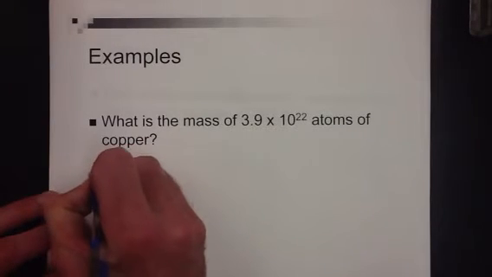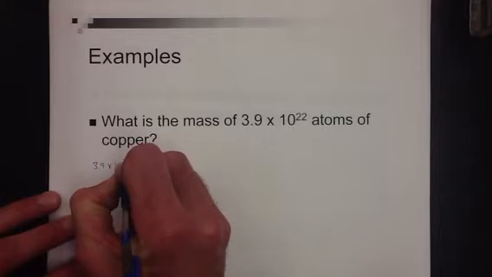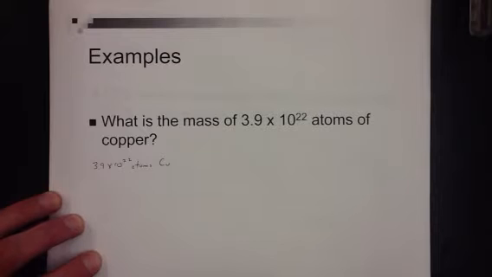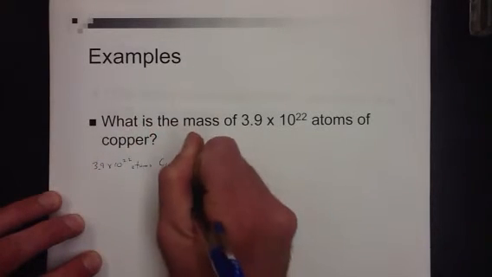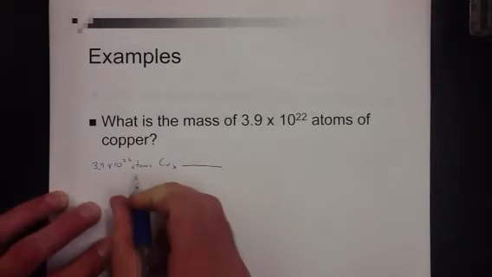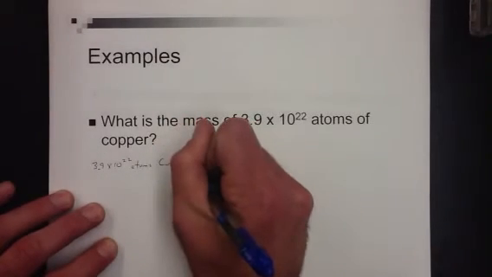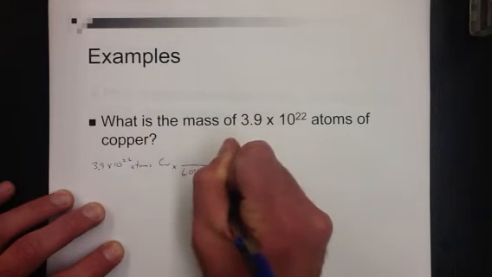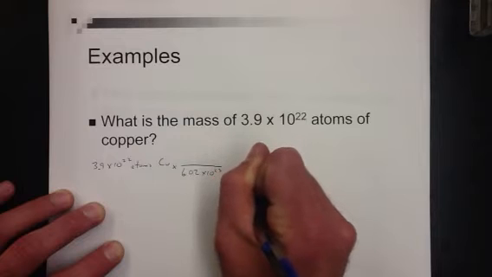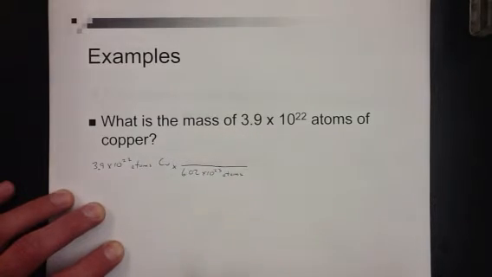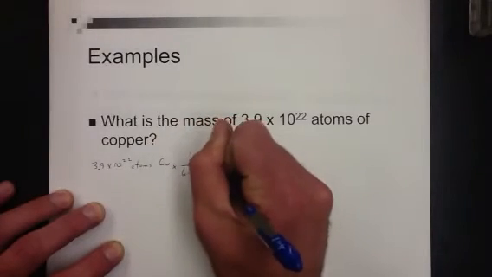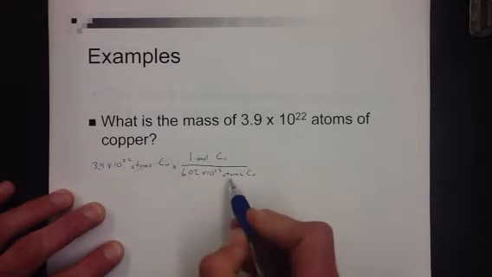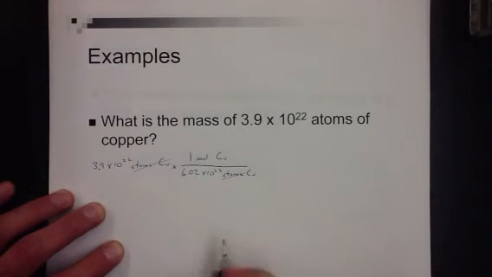So we start out with 3.9 times 10 to the 22nd atoms of copper, and we want to convert that into moles. So to go from number of particles, in this case atoms, to moles, we're going to use Avogadro's number. So we'll put 6.02 times 10 to the 23rd atoms on the bottom, and then on the top we'll put 1 mole of copper. So atoms of copper can cancel out, and then we get moles of copper.